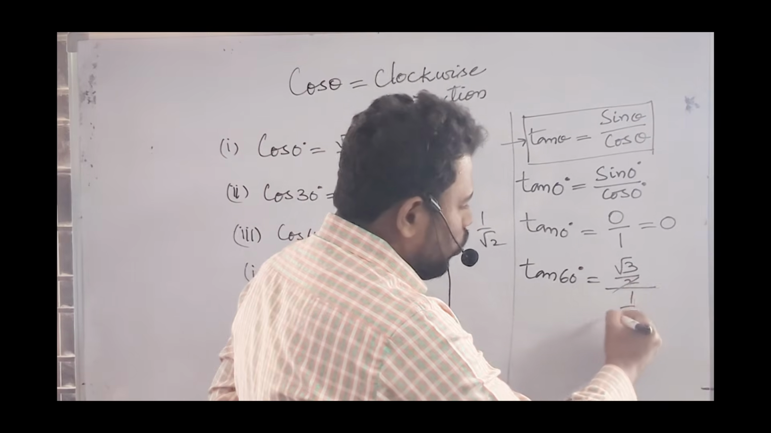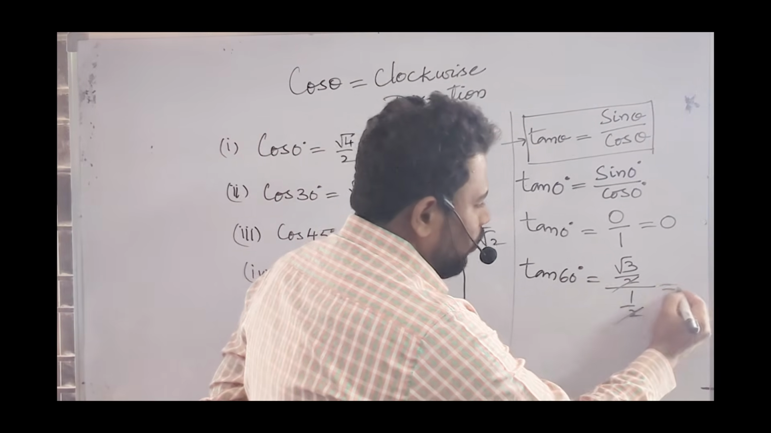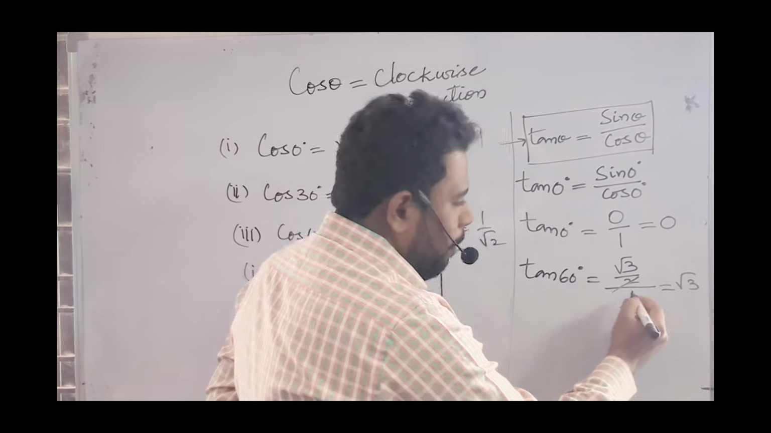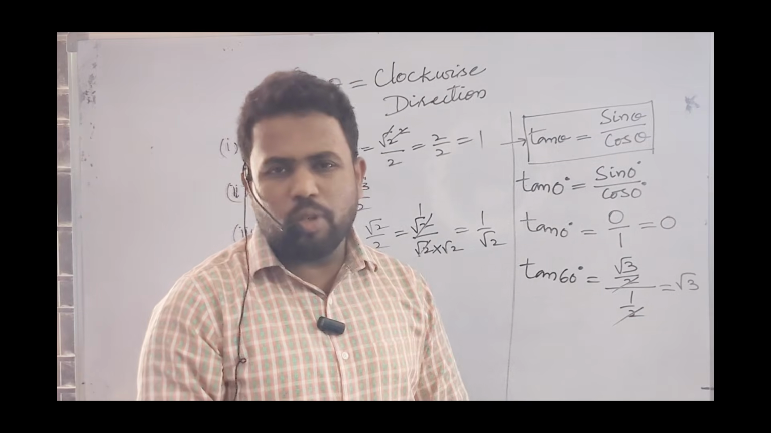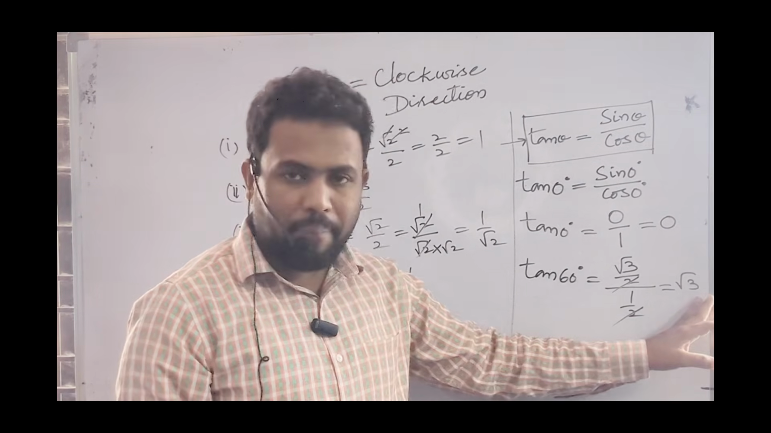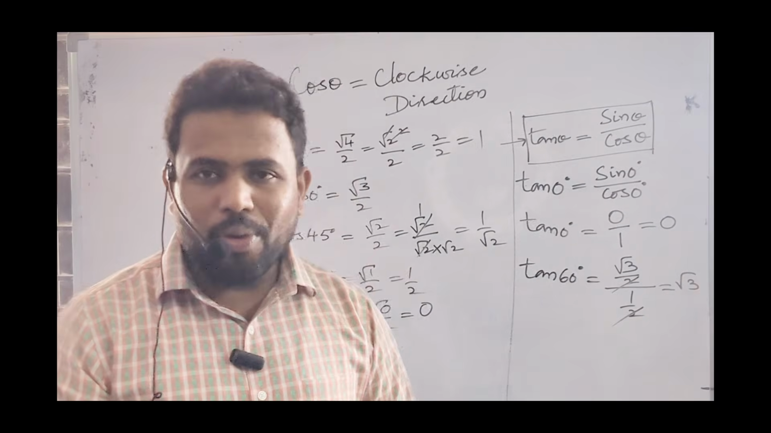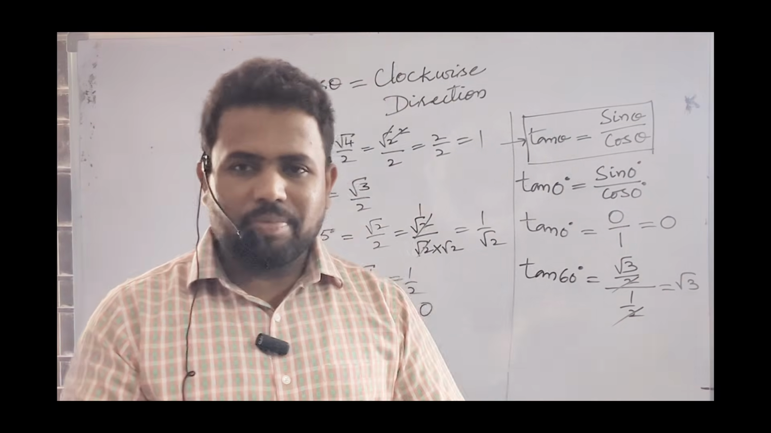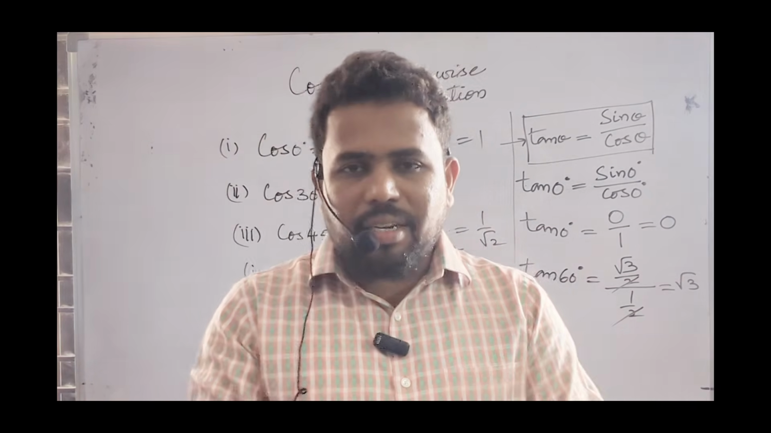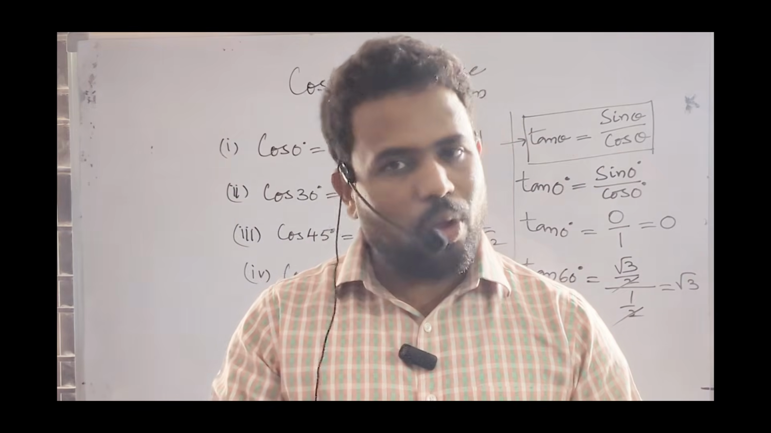So here 2 into 1 cancel. We are left with root 3 by 1, which is not going to make any changes, so we don't need to write by 1. So what is the value of tan 60 degree? Root 3.